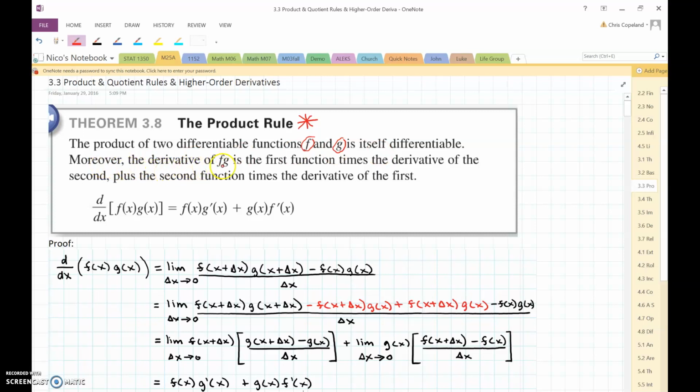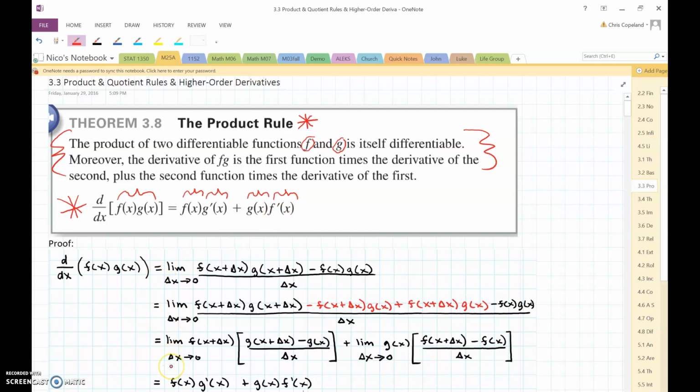Moreover, the derivative of f times g is the first function times the derivative of the second function plus the second function times the derivative of the first function. So this right here is stating what this is stating down here. If we take the derivative of the f function times the g function with respect to x, the rule is it's the first function times the derivative of the second function plus the second function times the derivative of the first function. So that's the rule.